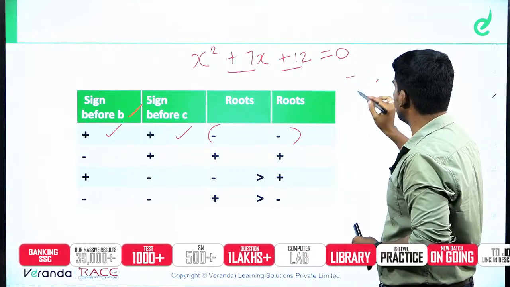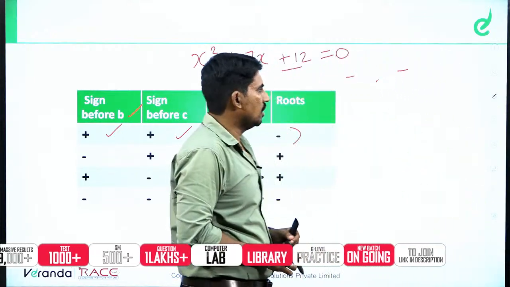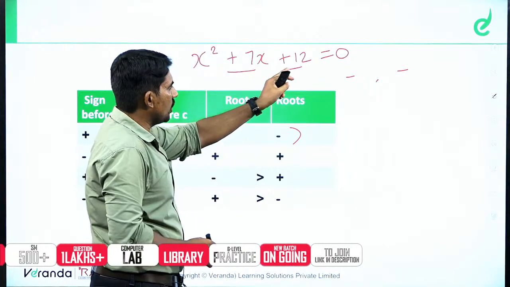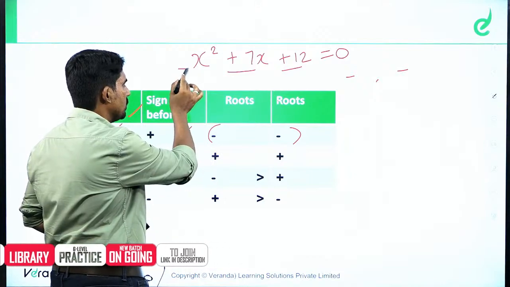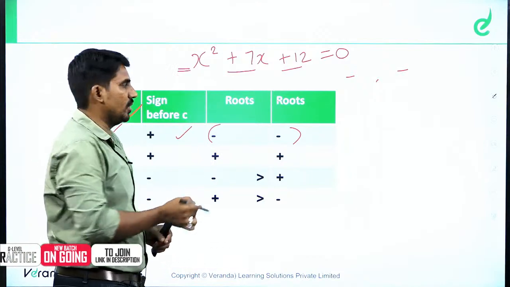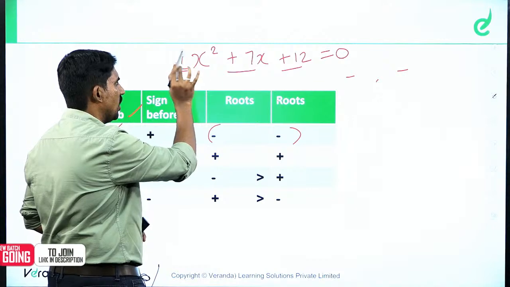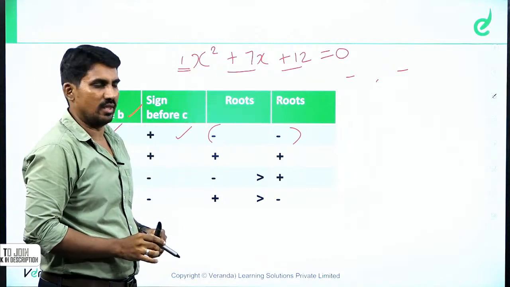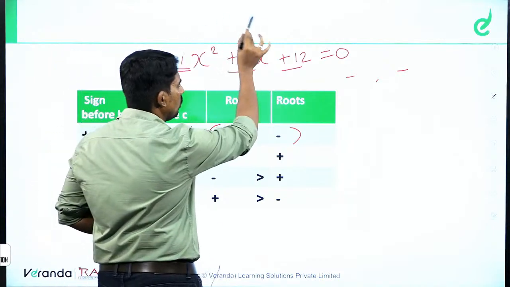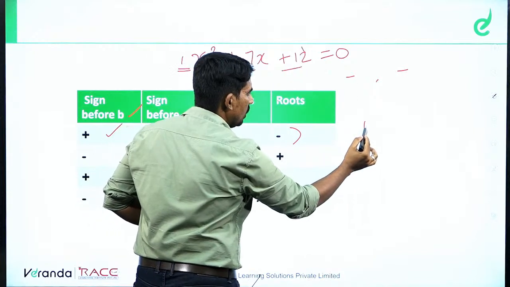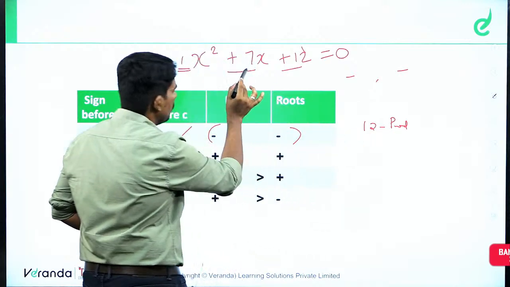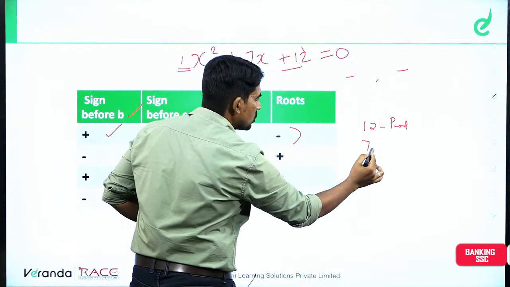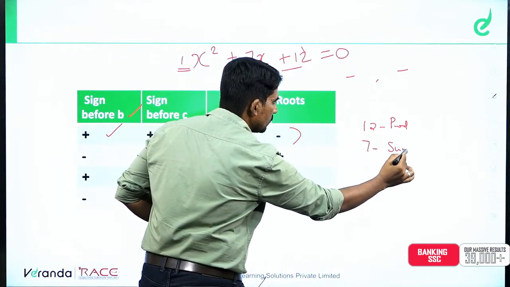Clear? Minus minus. The two roots are what? Definitely minus minus. Okay. Now, this 12 here, x square, is there any coefficient? No coefficient. There is no a value. Therefore, here the meaning is 1 x square. That is the meaning, right? Therefore, 1 into 12 means 12 should be the product of the roots. Clear? Then the middle value b, 7, should be the sum of the roots.